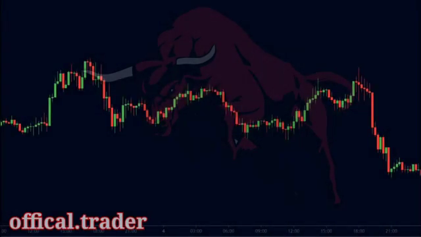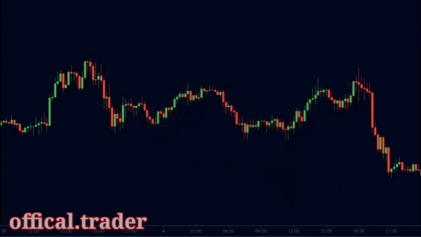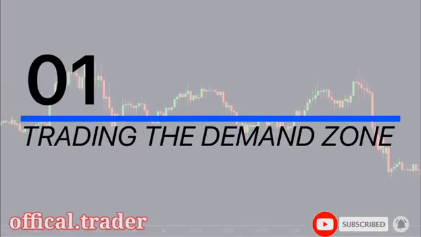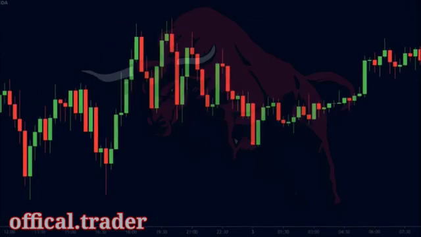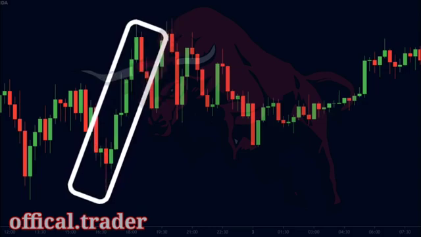So, we have learned how to identify the supply and demand zones. Now, we shall learn how to trade them. Let's start by trading on a demand zone. Look at this chart. Here we can clearly see that the price made a strong and steep up move here by creating these consecutive big green candles.